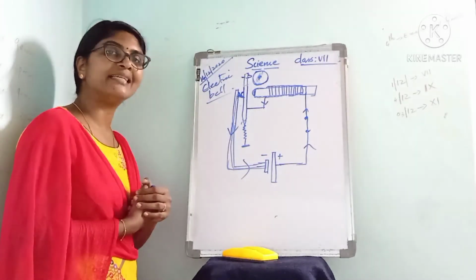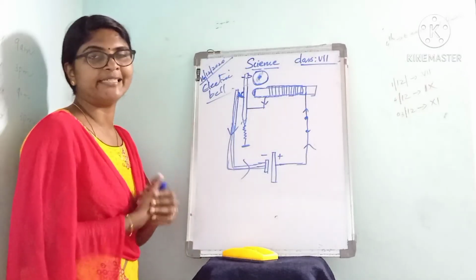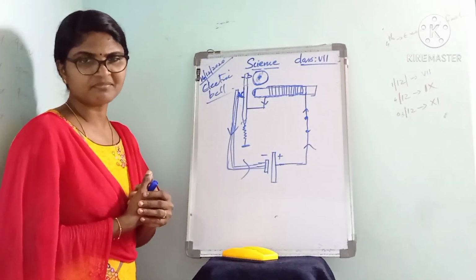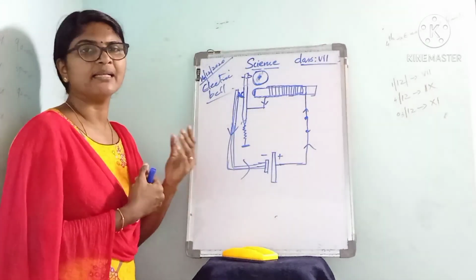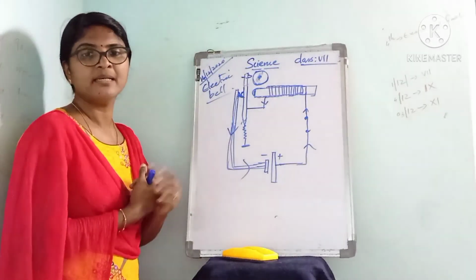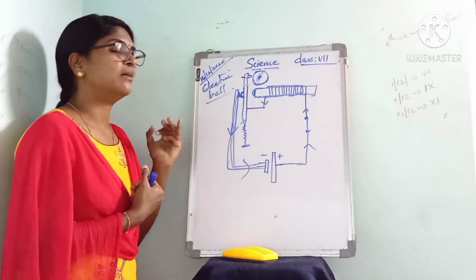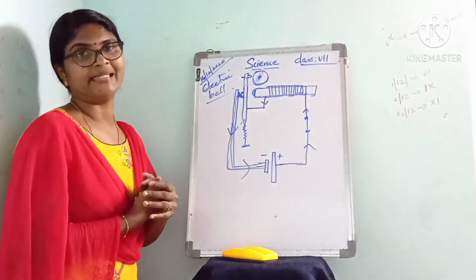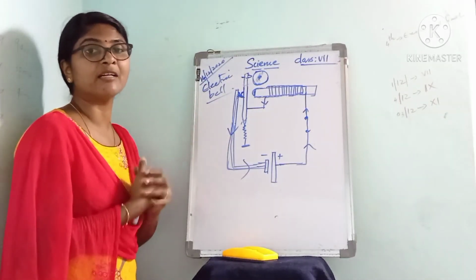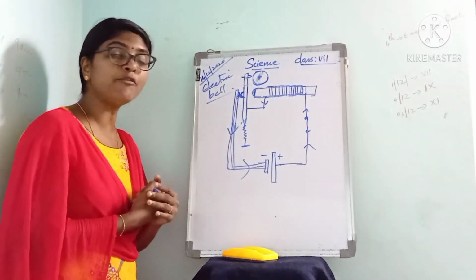Then what are the devices that make use of electromagnets? Television, computer disk, videotapes, electric doorbells, telephone. These are the devices that make use of what? Electromagnet. Next, we have learned how to make an electromagnet, and also the working of the electric bell.